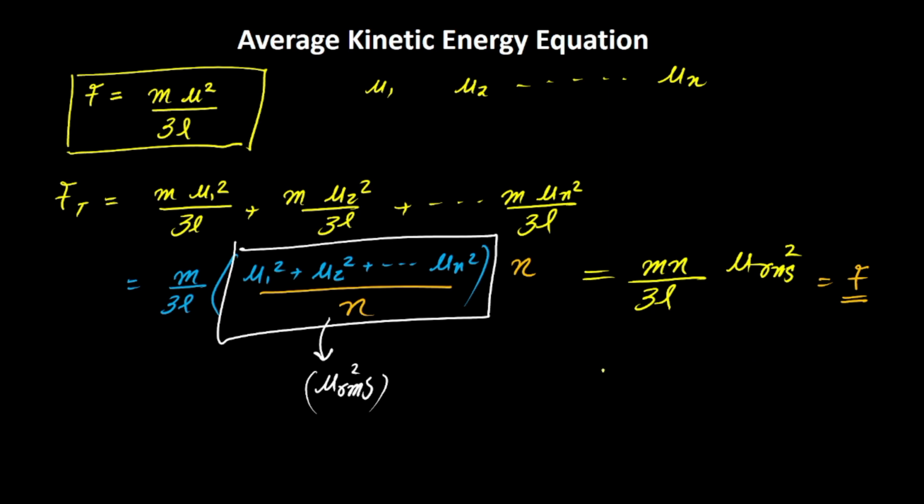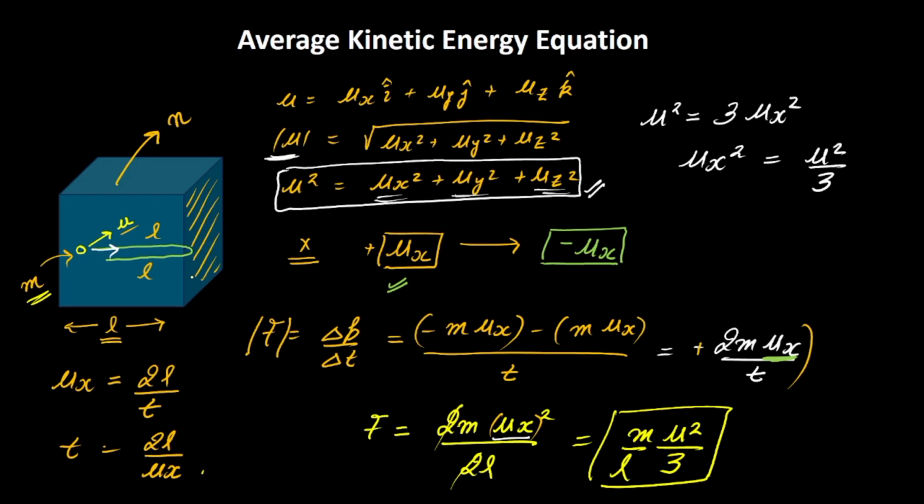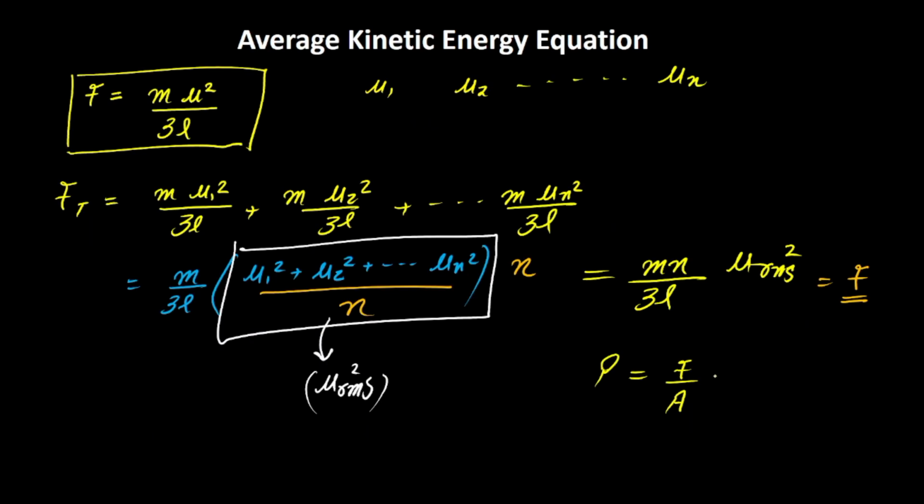Let's try to find out the pressure because of these n molecules. So we know that pressure is equal to force per unit area. Now in this case, if you carefully see, the area would be equal to L square, since we have assumed it to be a cube of side L. So we can find the pressure as force per unit area, so we'll divide this with L square.